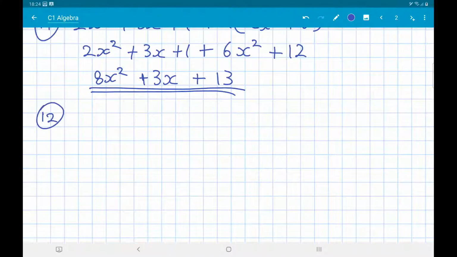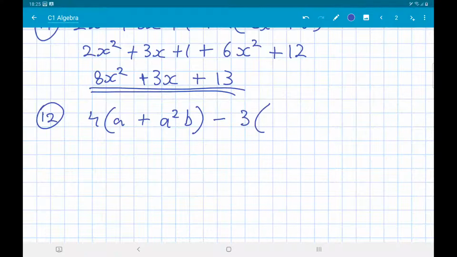12. 4a plus a squared b minus 2a plus a squared b. Okay.